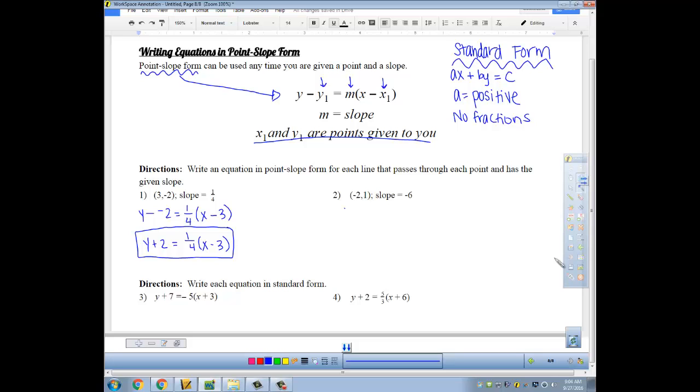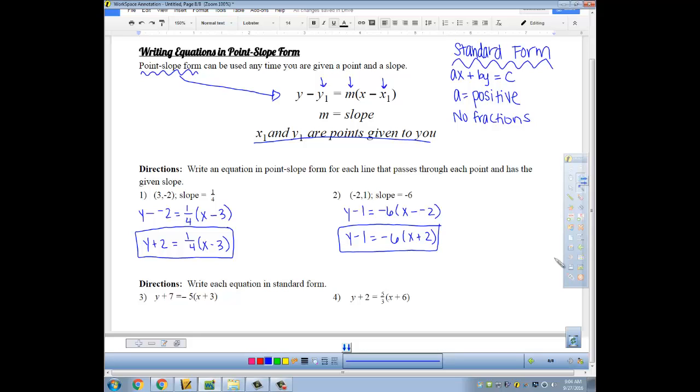So number 2, doing the same thing. Y minus your y value, which was 1, equals your slope times x minus your x value. And the only simplifying I'm going to do is I don't like that minus negative, so turn it into a plus. And you're done.